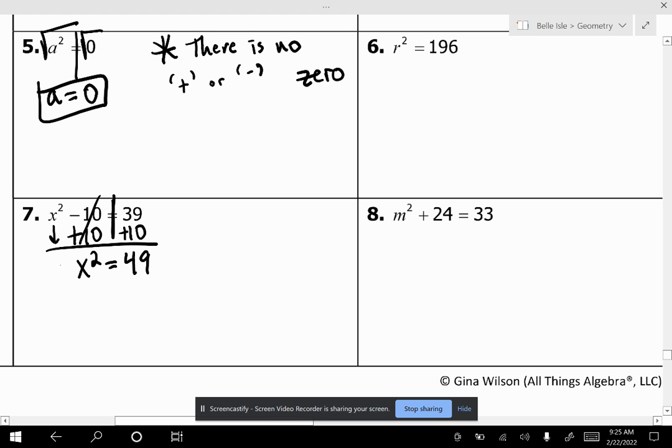Then you take the square root of both sides. It's going to give us x equals plus or minus what? There you go. Okay, do number 8 on your own, please.